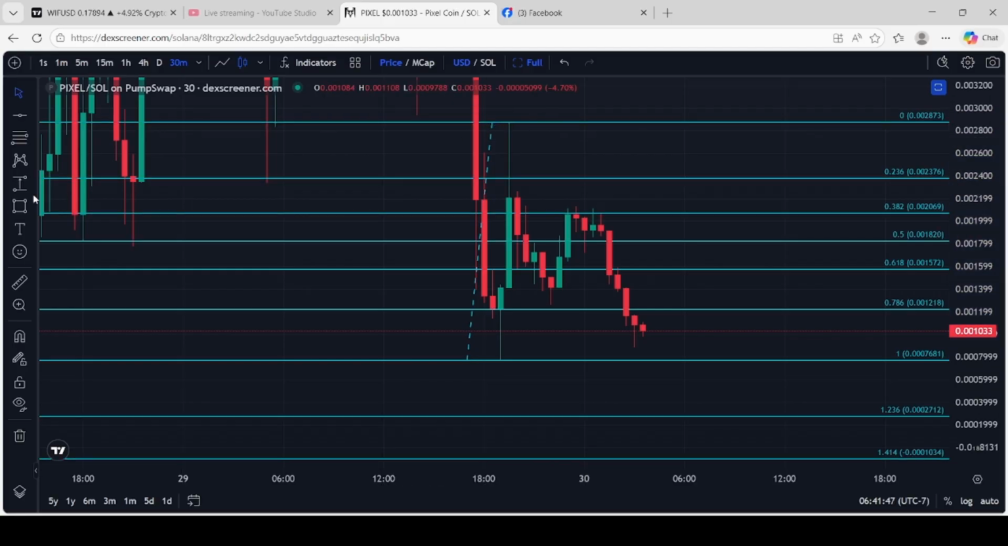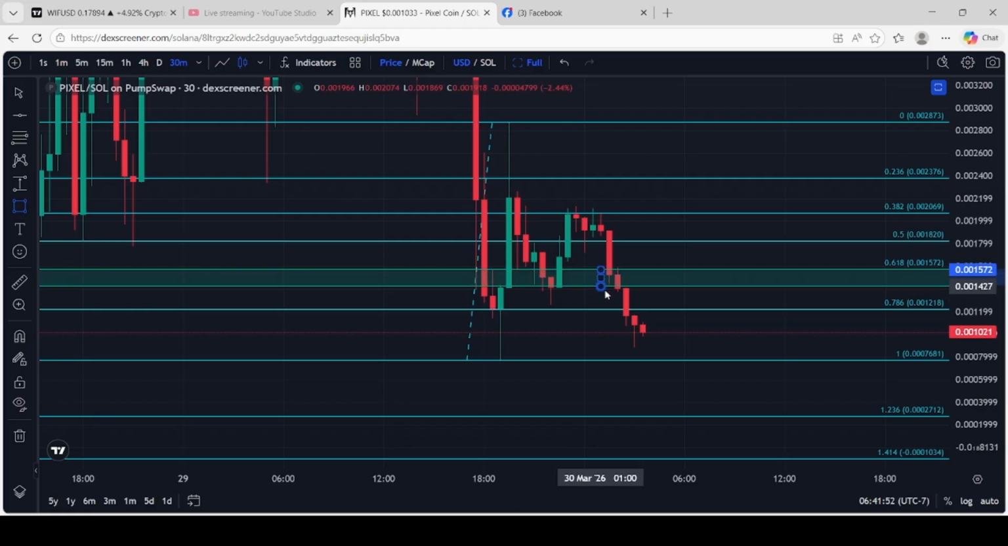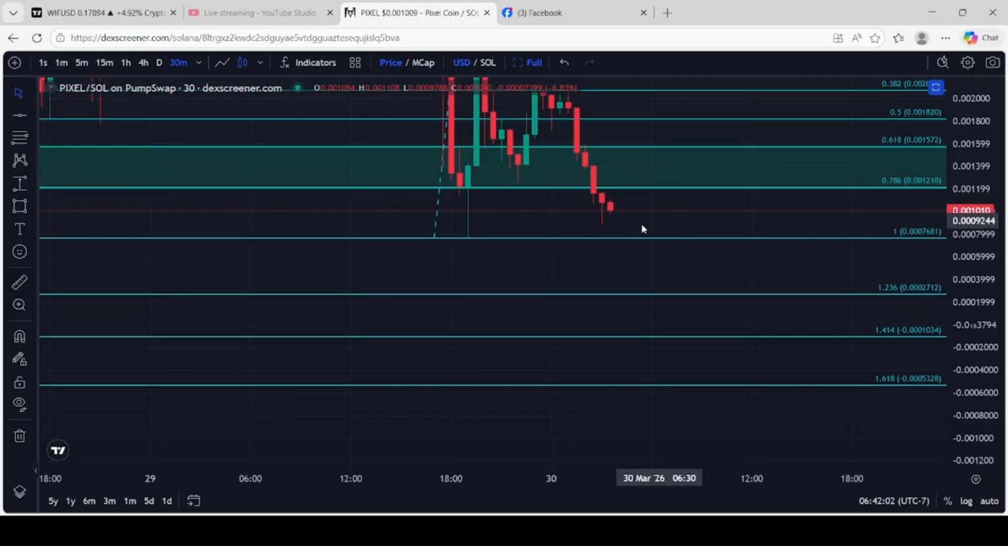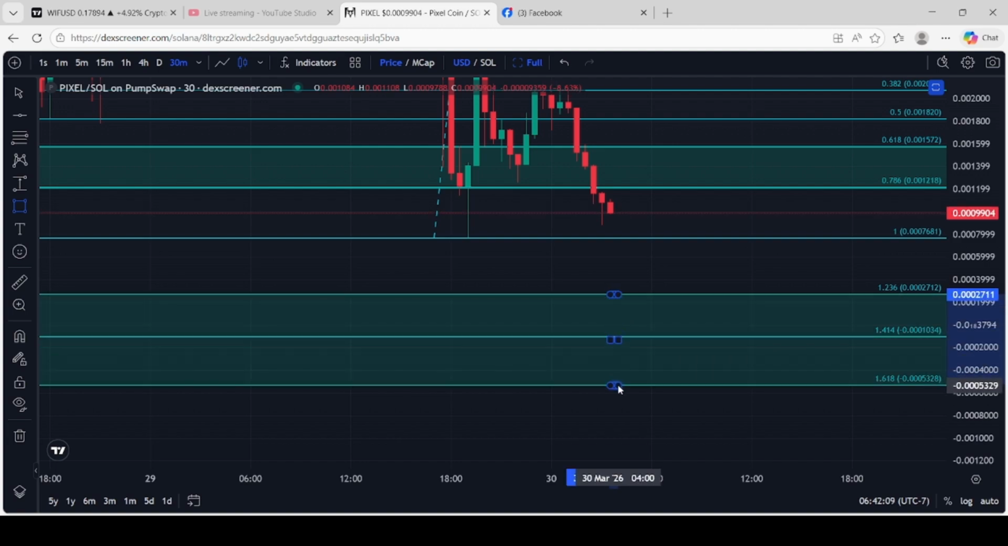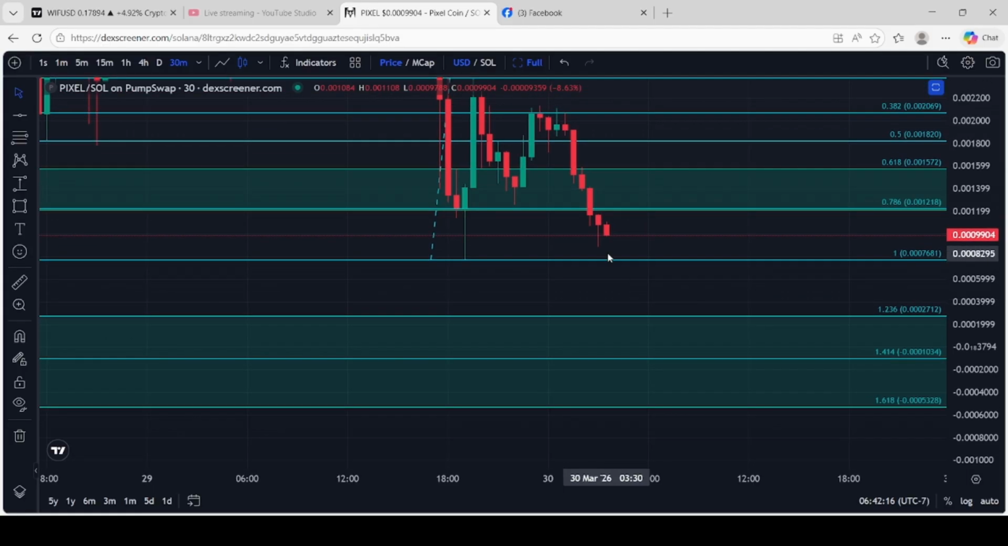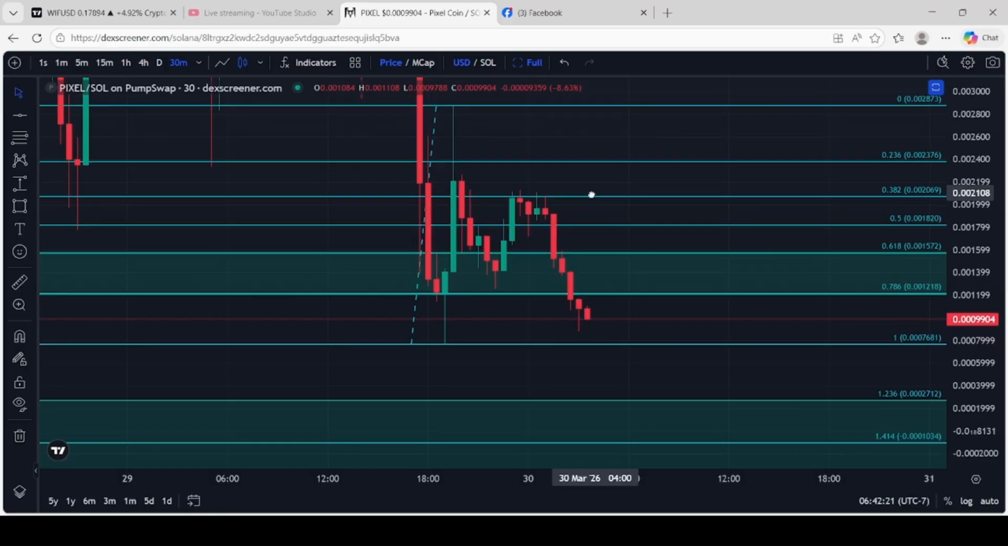So it stopped there. I want to put my levels at 618, 786. See, we came in, tried to get back above 618, and we fell through 618. So my next support levels are between these areas. So if we break this low, most likely we are coming down into this area right here. So that's what we're looking at right now.